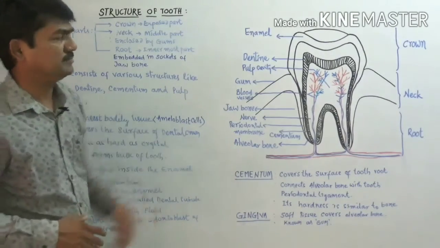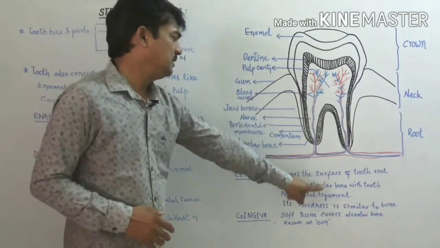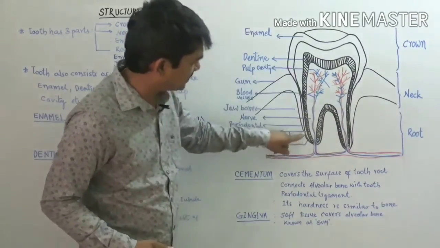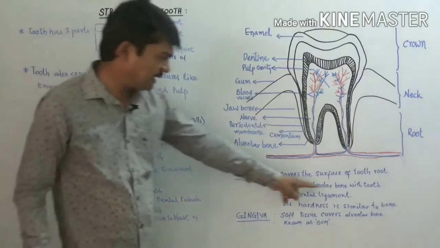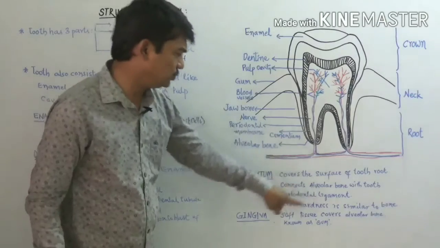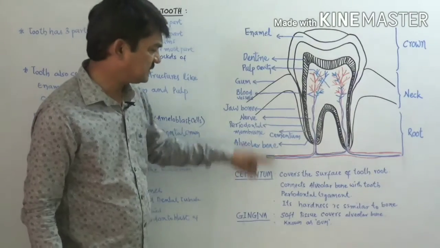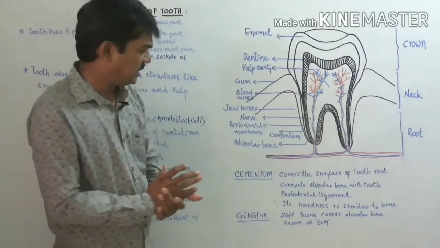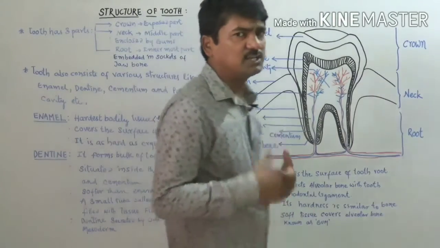And next, cementum. Cementum covers the surface of the tooth root. This is the root, and around it the cementum is present. It connects to the alveolar bone. This is called the alveolar bone. The total tooth is connected to the alveolar bone through the cementum. Its hardness is similar to bone, so cementum also appears like bone. And next, gingiva. Gingiva is a soft tissue. It covers the alveolar bone and is also known as gum.